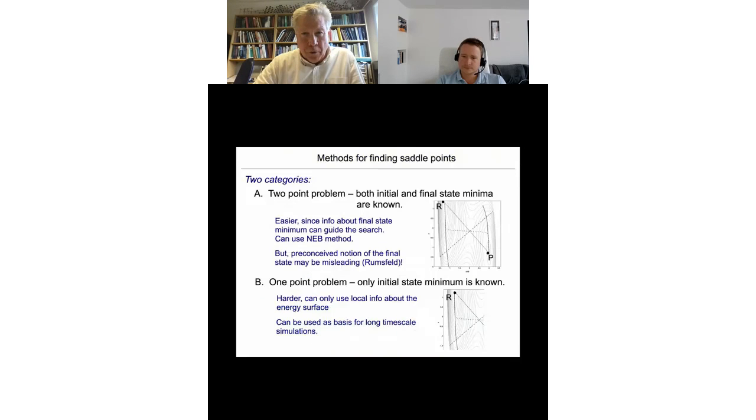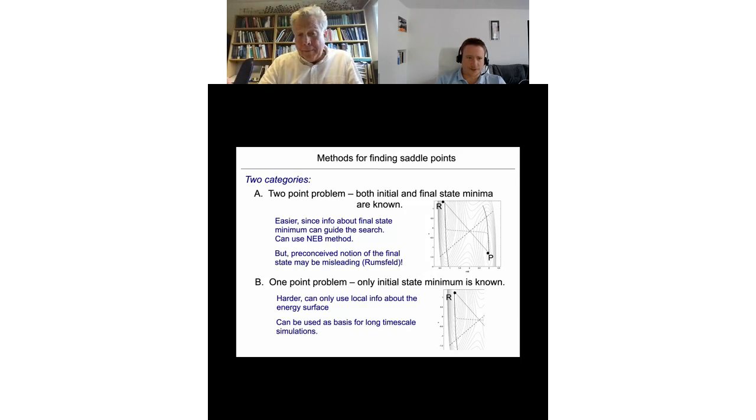Okay, so as you mentioned, Thomas, there is this NEB method. It assumes you know the final state, but that is already projecting a pretty strong constraint on what you will find. So a more powerful thing is this one-point problem, B here, where only the initial state minimum is known and specified. It's a more difficult problem. It requires more computational effort, but can be done, and that's what I'm going to present.